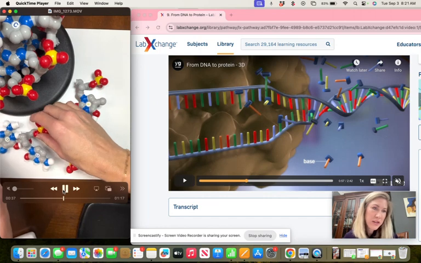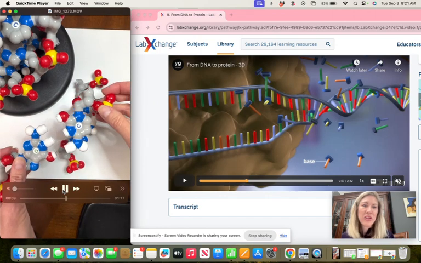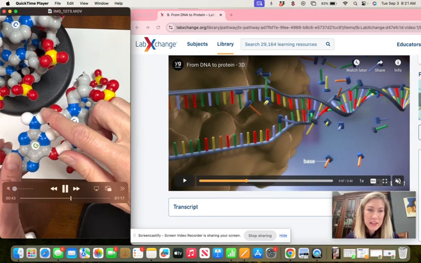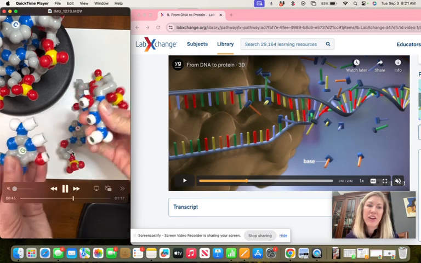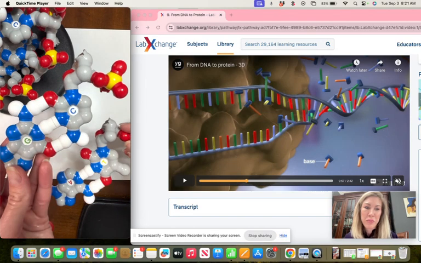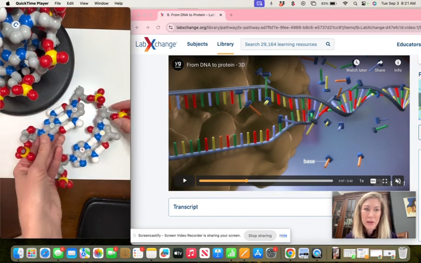Let's look at the other base pairing rules. I mentioned C for cytosine, G for guanine. What might be slightly different about this pairing is they are connected by 3 hydrogen bonds versus the 2 hydrogen bonds that you see in adenine and thymine.